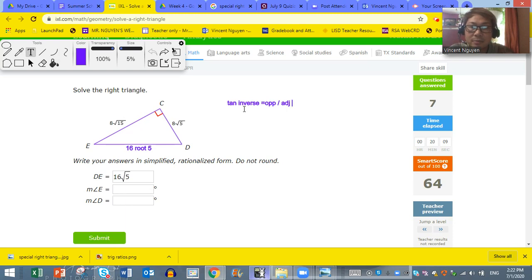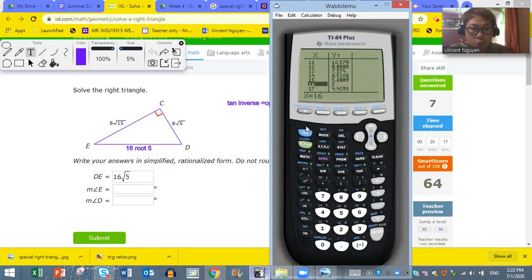So let's do that. Let's do the tangent inverse of 8 root 5 over 8 root 15. And of course, we're going to need a calculator to do that. We can do this by hand, guys. Okay, so remember to hit second and then tangent. That will give you the inverse. And then all you have to do is type in 8 square root of 5 on top. Make sure you get all the way out. And then now you're going to divide by 8 square root of 15.